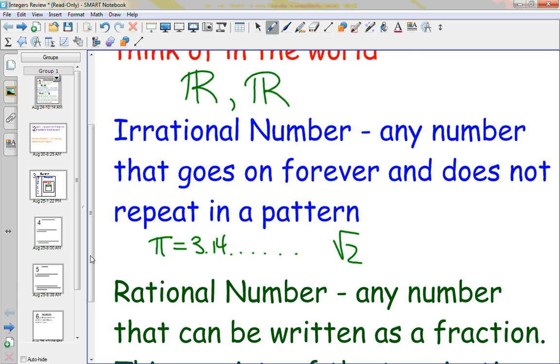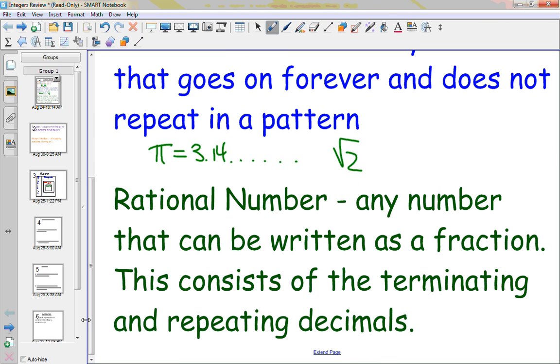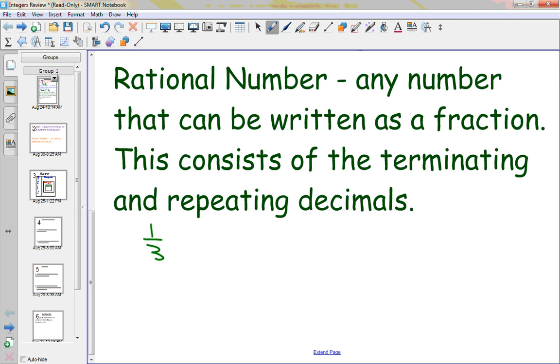Okay? A rational number is any number that can be written as a fraction. This consists of terminating and repeating decimals. For example, I have 1/3. 1/3 is going to be 0.3 repeating. 1/2 is going to be 0.5. Also, and this is going to be whole numbers, such as 5 and 0. Those are all going to be rational numbers.